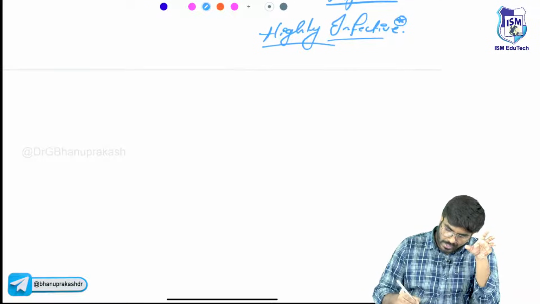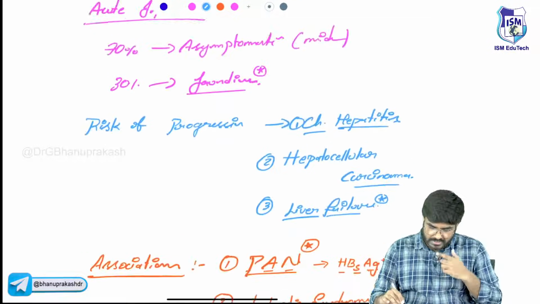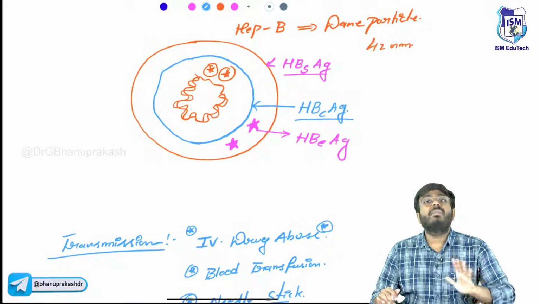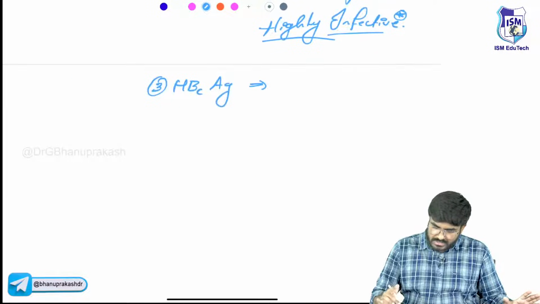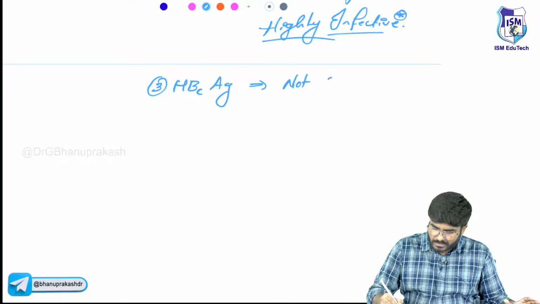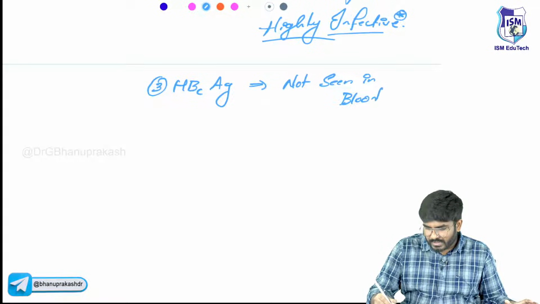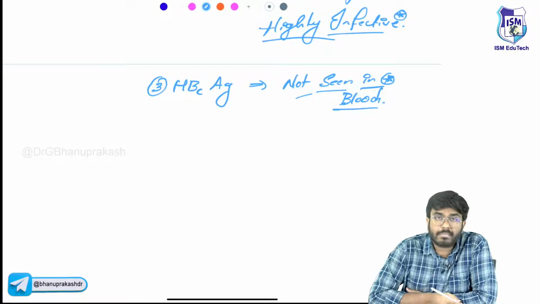There is one more antigen, hepatitis B core antigen. See the core, the blue one. This hepatitis B core antigen will never be seen in the blood. Very important: not seen in blood.